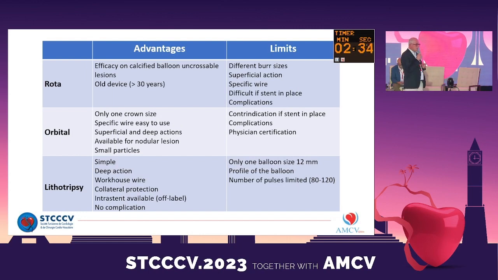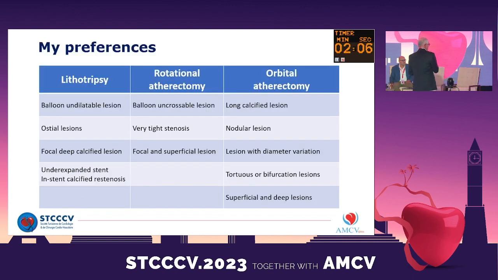For the lithotripsy, it's very simple. Only a deep action. You can use your workhorse wire. You can protect the collateral, and even if it's off-label, it's available in stent, not well opposed. So it's very interesting, with the limitation of the number of pulses, the profile of the balloon, and we have only one length for the balloon.